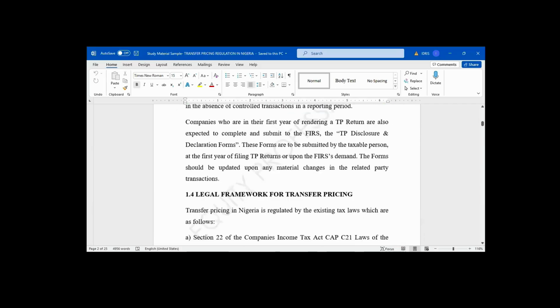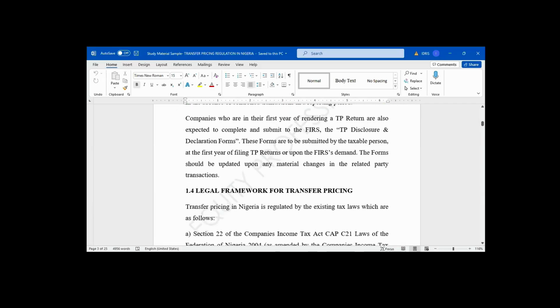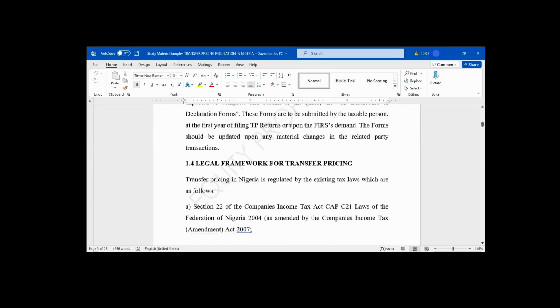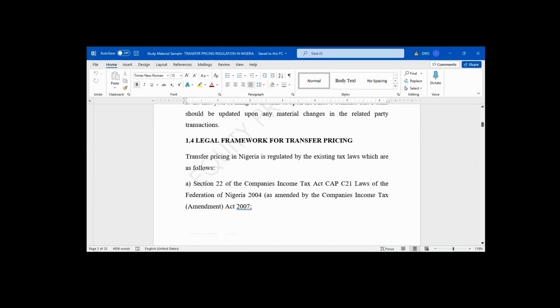So that is when transfer pricing regulation occurs. Now, what are the legal frameworks for transfer pricing in Nigeria?